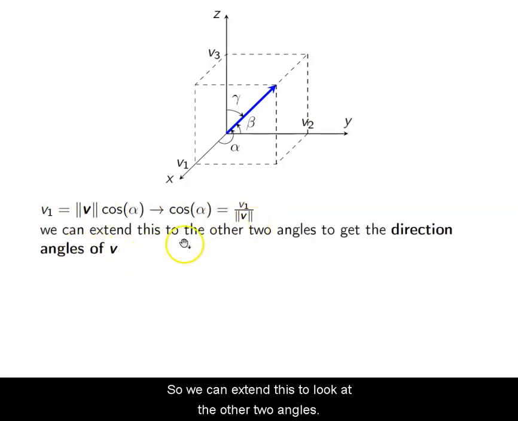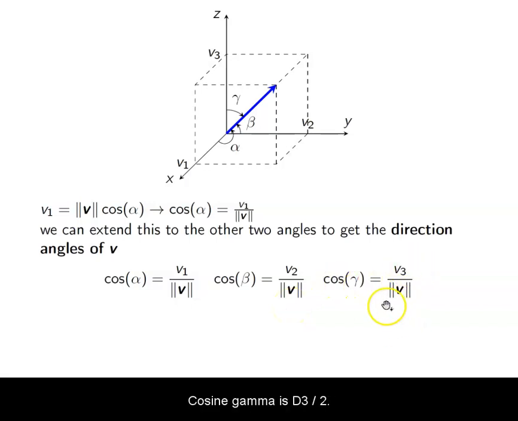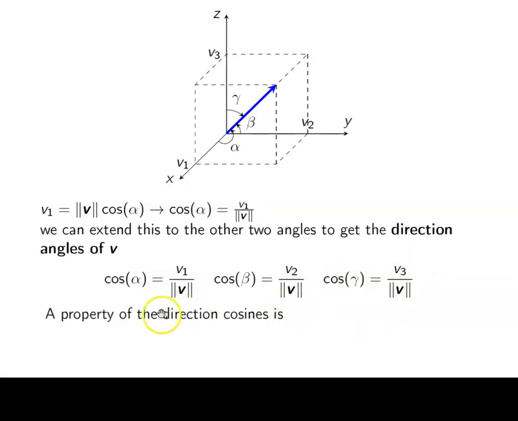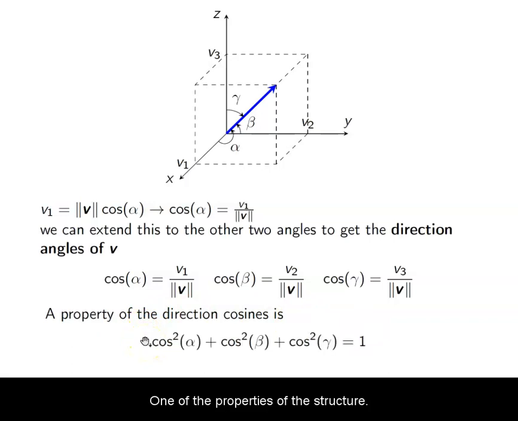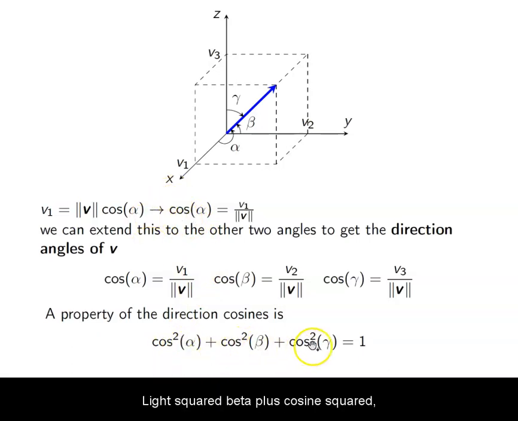We can extend this to look at the other two angles also. So cosine of alpha is v1 over the length of v, cosine of beta is v2 over the length of v, and cosine gamma is v3 over the length of v. One of the properties of these direction cosines is that if I square each one of them, cosine squared alpha plus cosine squared beta plus cosine squared gamma, I will get a value of 1.